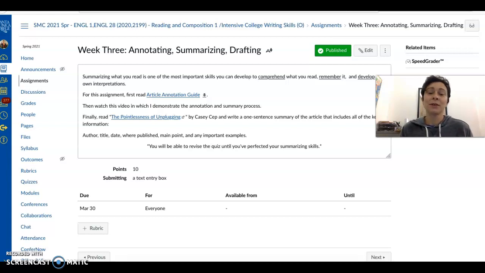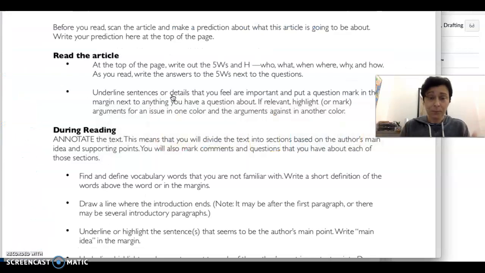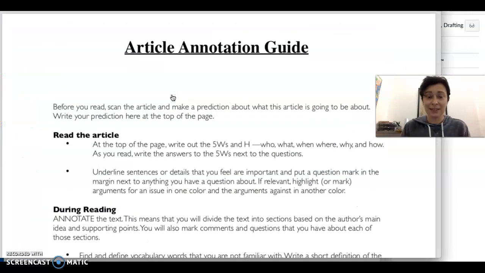This week we're going to be working on 3 activities that are going to make you stronger readers and writers. The first 2 are going to be the focus of this video, and that's annotating, or taking notes as you're reading, and then summarizing. So you have a couple of assignments that are going to help you do both of these things. The first thing that I'm going to ask you to do is look at this article annotation guide, which gives you a description of what it means to annotate, right?